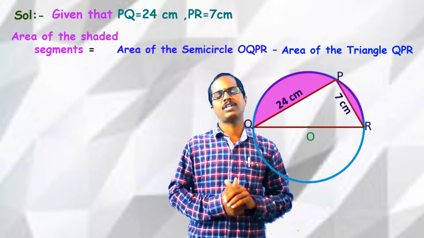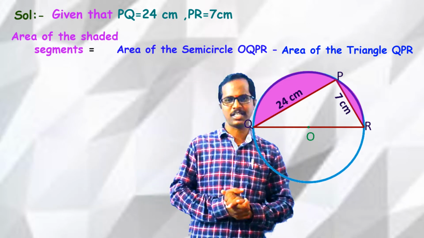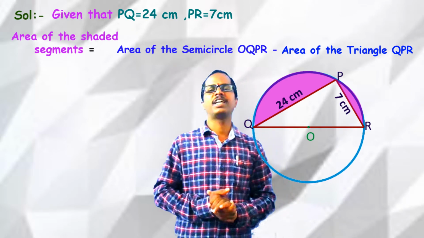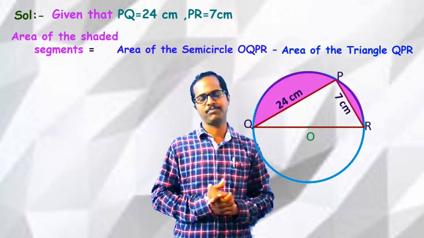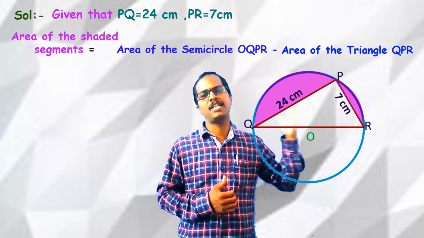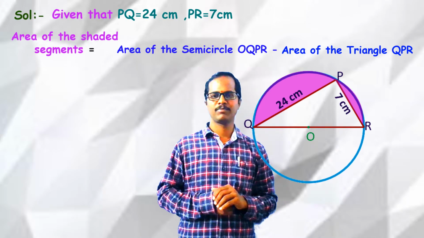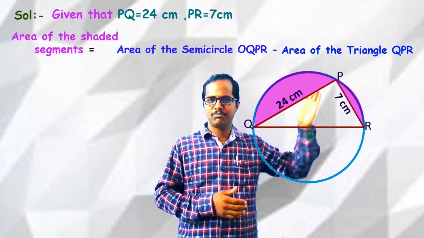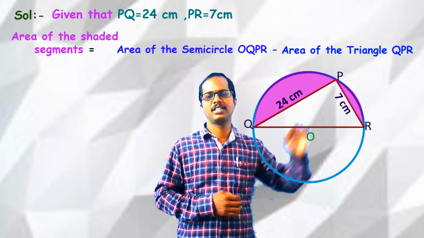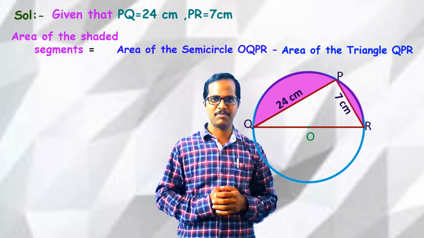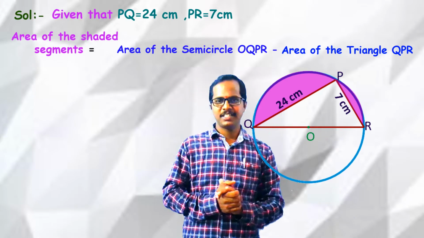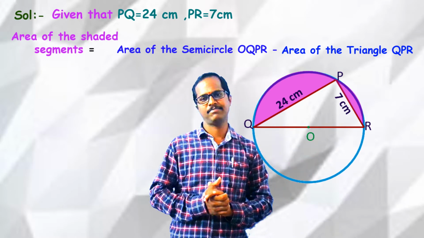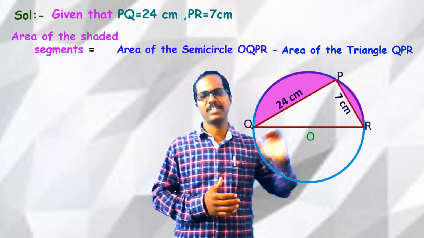Let us observe the problem or the figure. Do we have the radius of the semicircle? No, it is not given. So first we need to know the radius of the semicircle OQPR. Is there any possibility to get the radius of the semicircle? What is the information that we have in this figure? We have the length of PQ, that is 24 centimeters, and we have the length of PR, that is 7 centimeters. So using this information, can we get the radius of the semicircle? So let us see how we can get it.